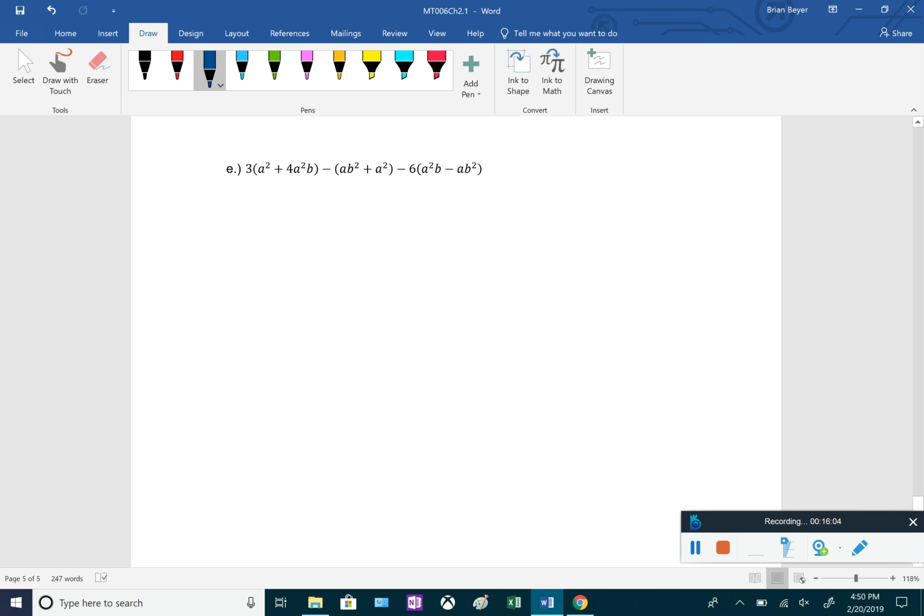We have 3 times (a squared plus 4a squared b), minus (ab squared plus a squared), minus 6 times (a squared b minus ab squared). I think I said all that correct. So we have 3 big sets of parentheses here, so we should be expecting to distribute 3 times. First, we're going to distribute the 3 to both terms. Then we're going to distribute the negative 1 to both terms in the next one, and then the negative 6 in the third one.